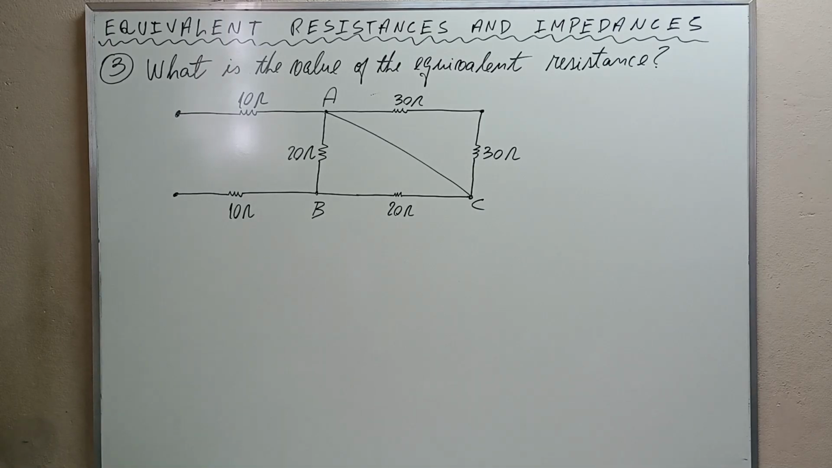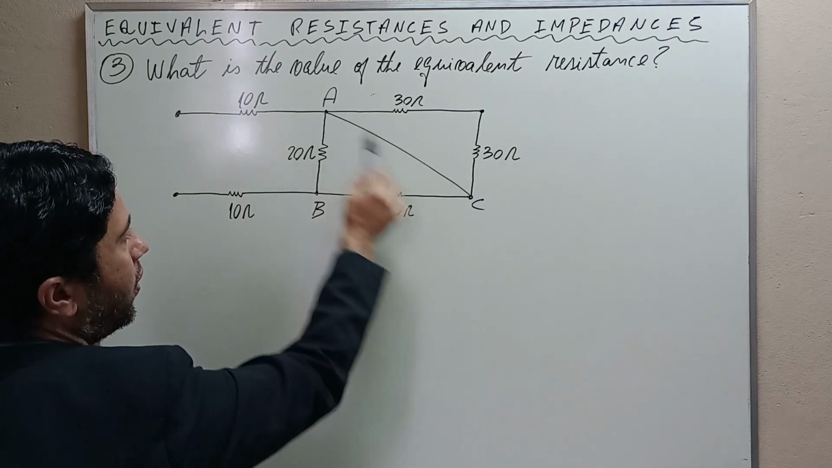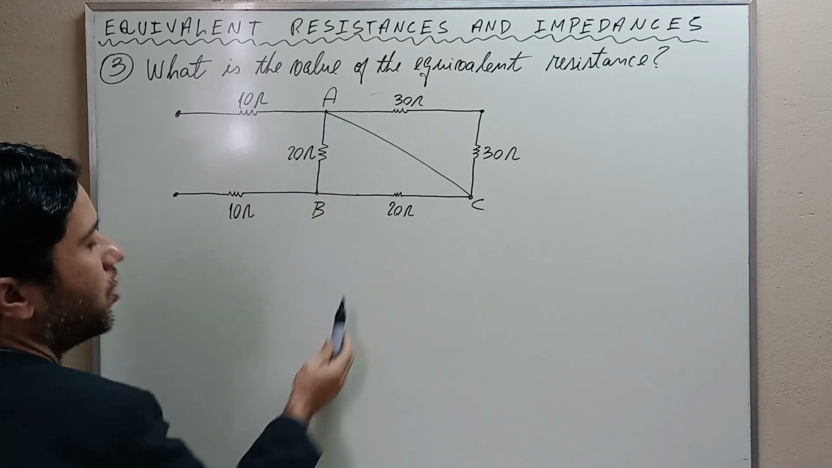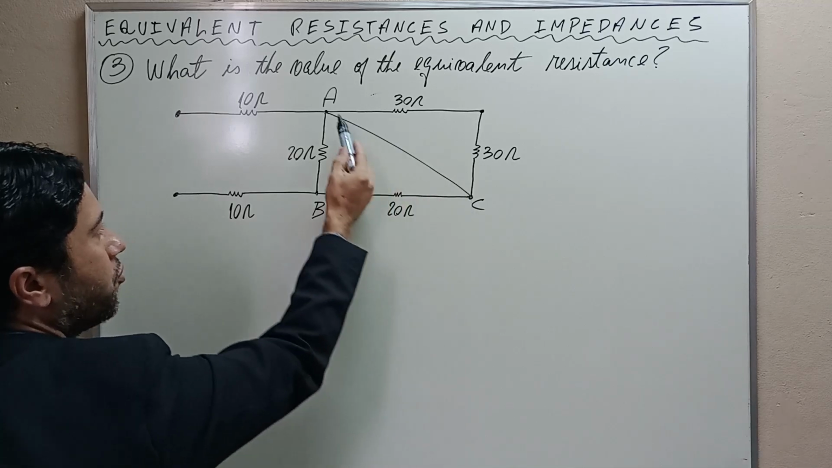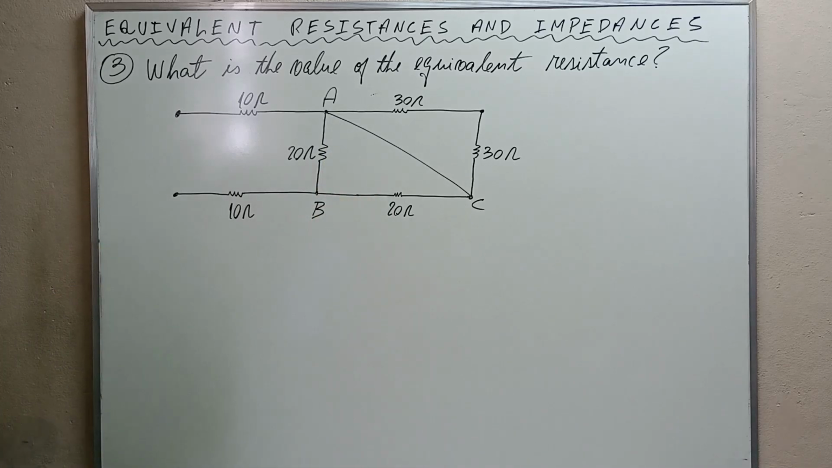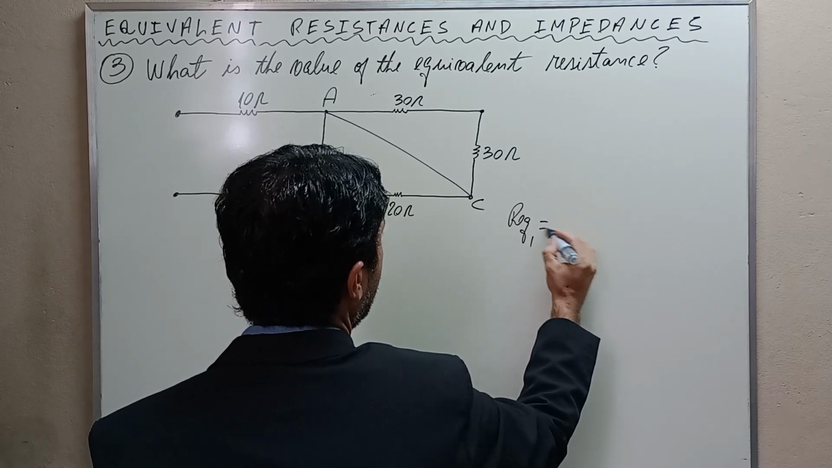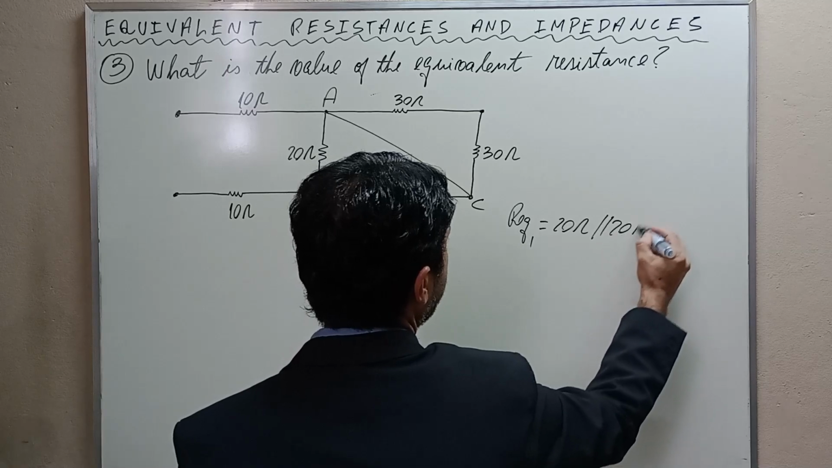Observe now that there are 2 20 ohms resistors in parallel. The short circuit from A to C makes these 2 resistors in parallel. They share 2 terminals. They share this terminal, and this is common to this, okay? So they are connected in parallel. Therefore, equivalent resistance number 1 is the parallel combination between 20 ohms and 20 ohms.